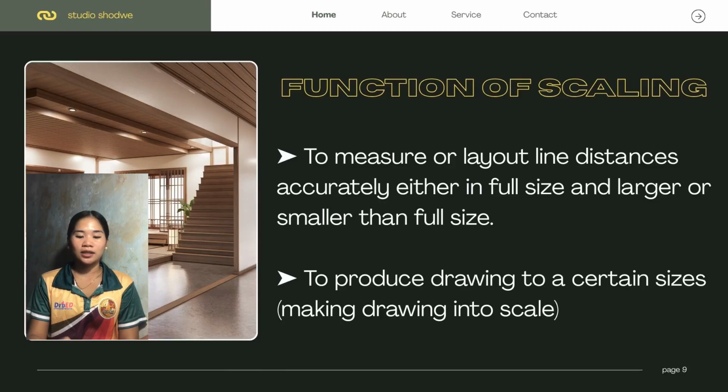And the next is to produce drawings to certain sizes. So, to make a drawing into a certain size, this means we can draw something large or small in a way that still shows the correct proportions.